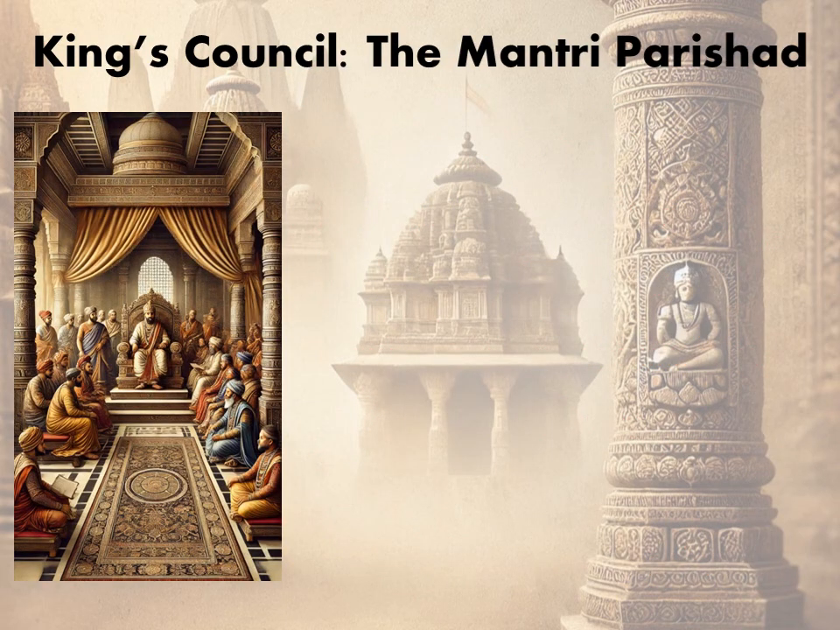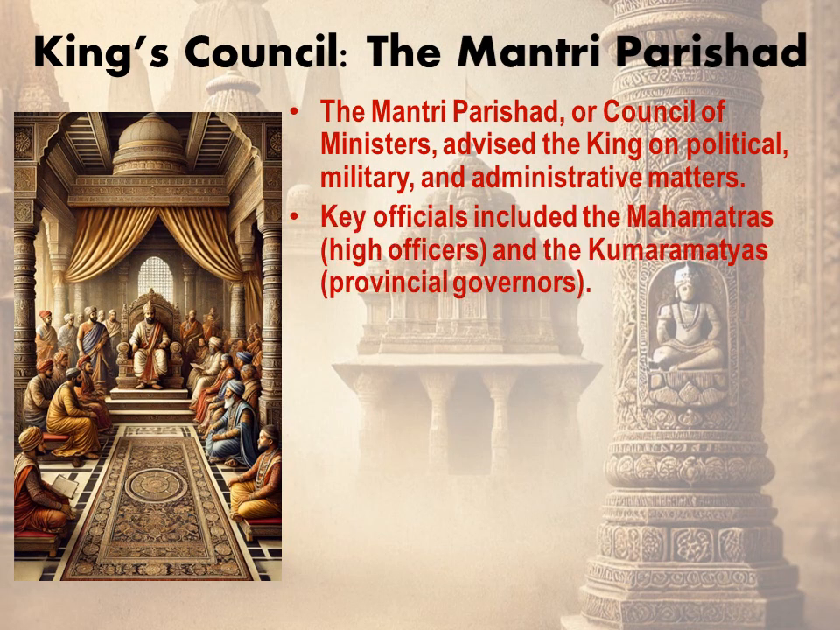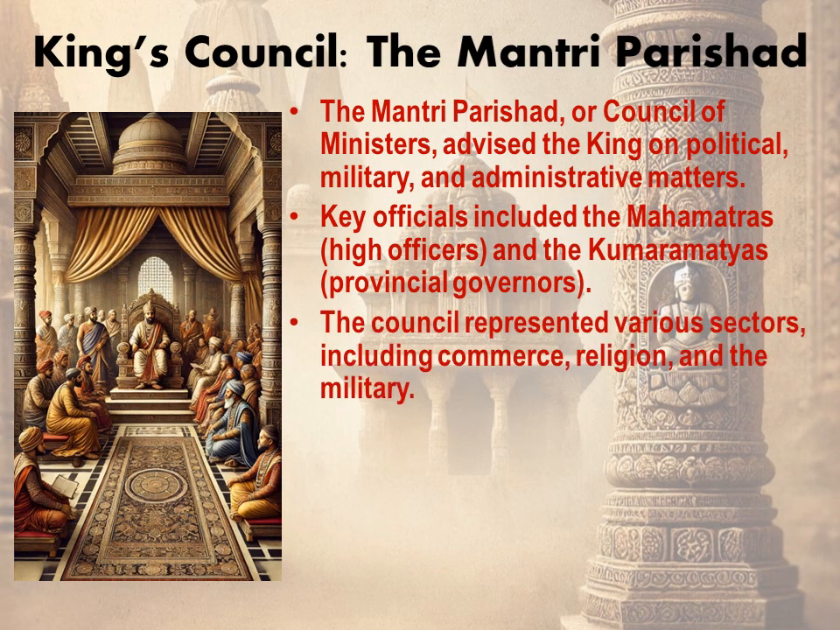King's Council, the Mantri Parishad. The Mantri Parishad, or Council of Ministers, advised the king on political, military, and administrative matters. Key officials included the Mahamatyas, who are the high officers, and Kumaramatyas, who are the provincial governors. The council represented various sectors, including commerce, religion, and military.